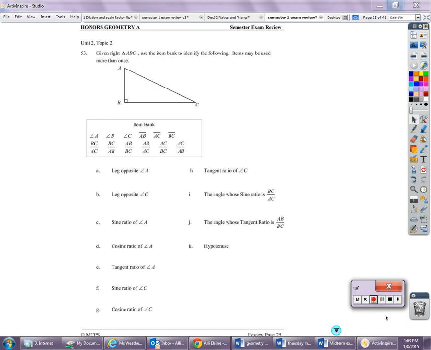Alright, my last couple videos, we are finally on Unit 2, Topic 2. And this is my favorite topic, trig and right triangles. So, here we go. Opposite of angle A. Here's angle A, and opposite, you look across, is BC. Opposite of angle C. Here's C, you look across, AB.